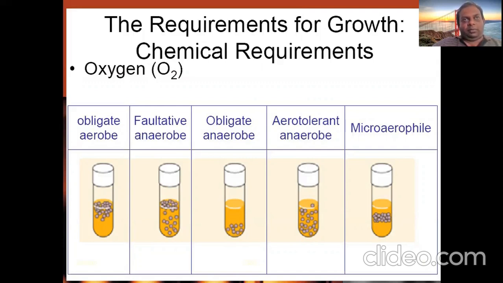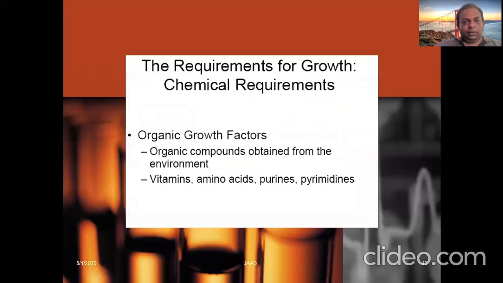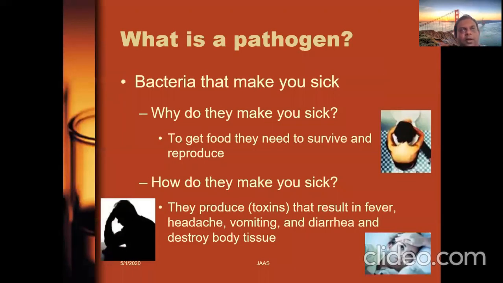There are a lot of organisms, but the problem is we can't detect them very well. And aerotolerant anaerobes are another group. They can tolerate oxygen, but they are still anaerobes. They favor anaerobic conditions, and there are also microaerophiles. So depending on their growth characteristics, we can classify them. Organic growth factors, as mentioned earlier, are vitamins, amino acids, purines, and pyrimidines, which are very important to them.